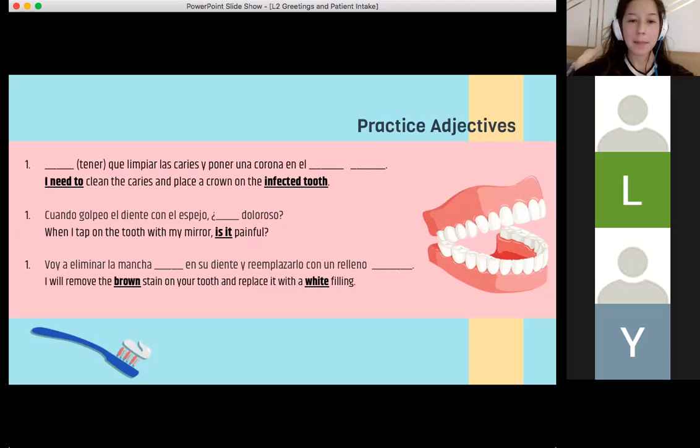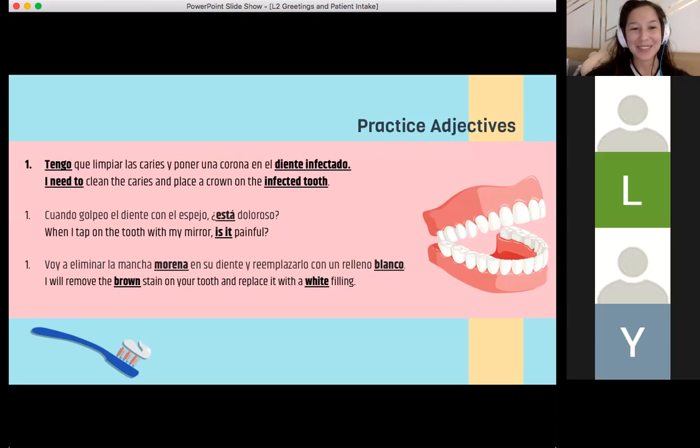Y reemplazarlo would be almost like reestablish, put it back. And lo is added onto that verb, and it means it. That's something we'll go over way later, in like lesson 4 or 5. And con un relleno blanco. Con is like, think of chile con carne, like chili with meat. That's what con is. Con is with, and the rest you guys know. Relleno is like chile relleno. I have a lot of food analogies, I guess, with Spanish.